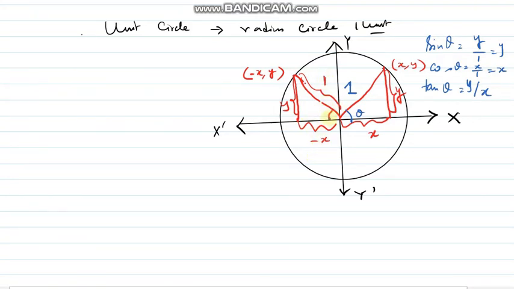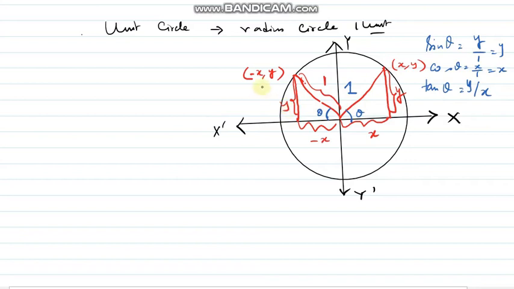So do you agree that this angle will also be theta? Why will this angle be theta? Just use the concept of congruent triangles. Though this is minus x, the length of these two portions will be the absolute value of x. This is y, and the radius of the circle is also equal. So by SSS, these two triangles will be congruent. So can we say that this angle is also theta?